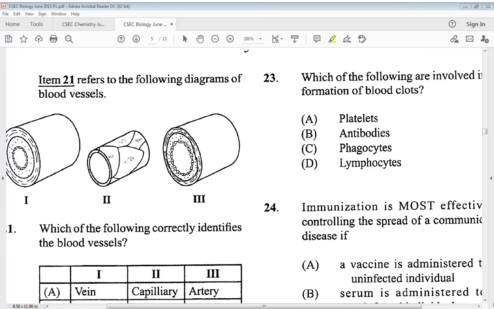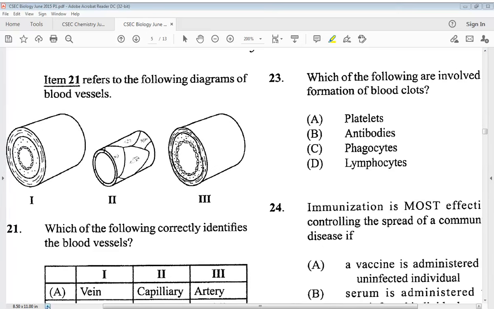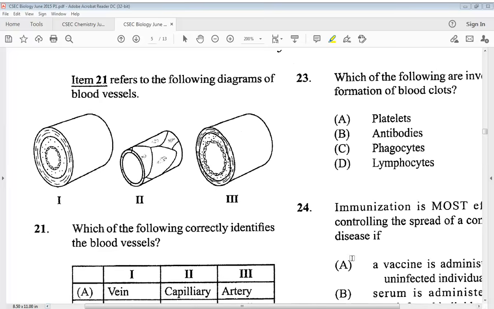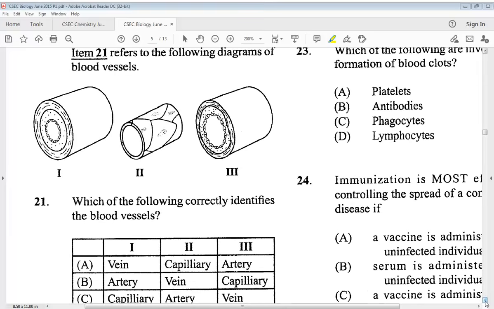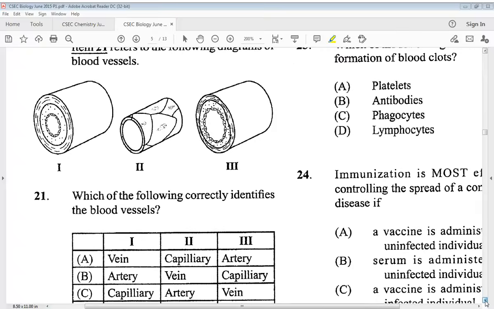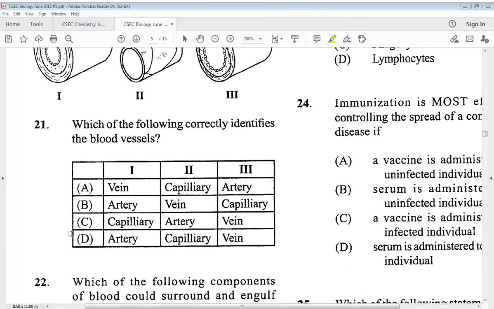So item 21 refers to the following diagrams of blood vessels. So here we have 3 labeled. Which of the following correctly identifies the blood vessels? So the answer is D. 1, artery, 2, capillary, and 3, vein.